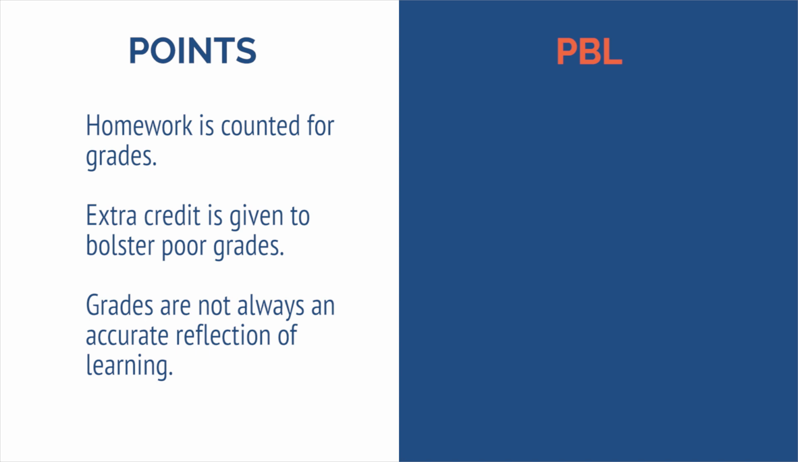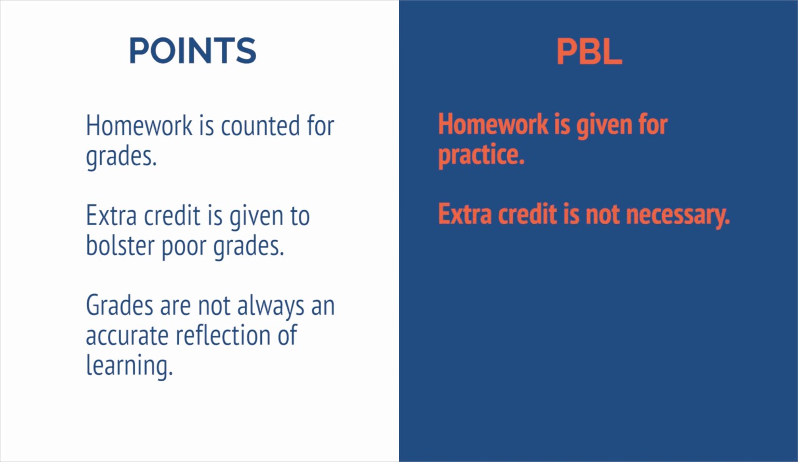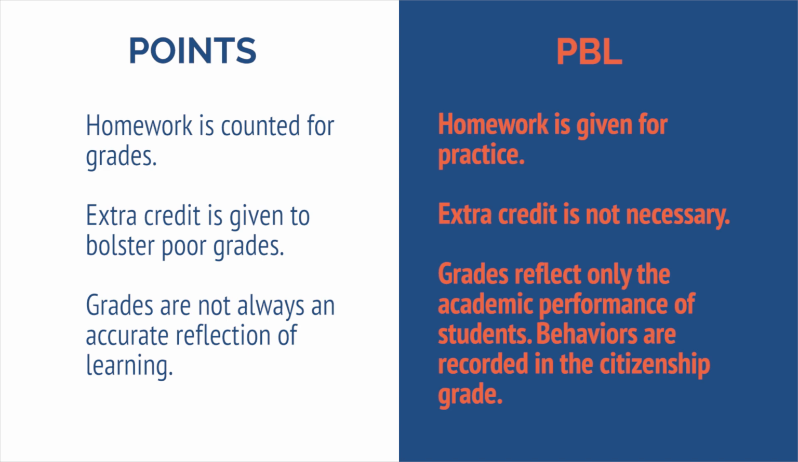Under proficiency-based learning, homework is given for practice. Feedback on homework is given, but not points. Extra credit is not necessary. Instead, students are provided with multiple opportunities to demonstrate their proficiency in a specific standard. The academic grade is reflective of only academic performance. Behaviors are recorded in the citizenship grade.